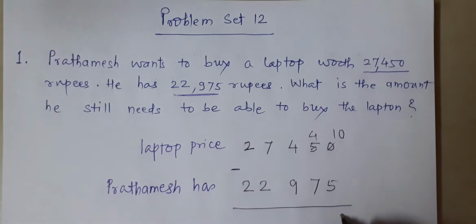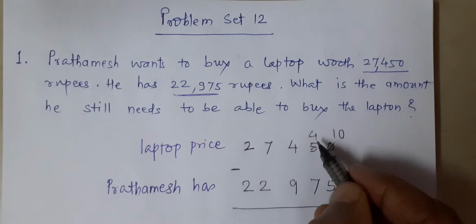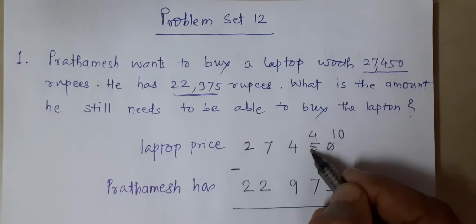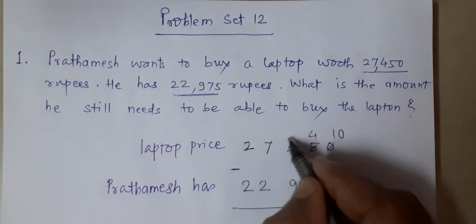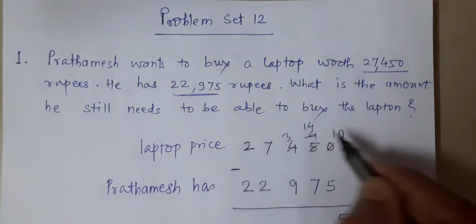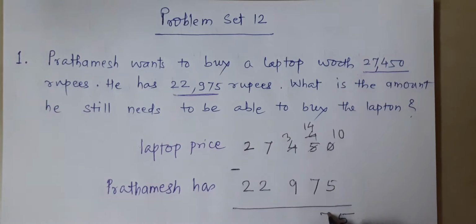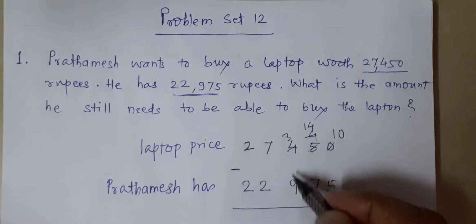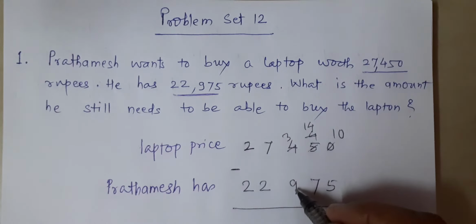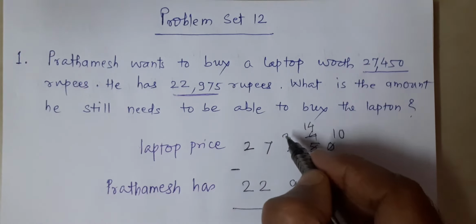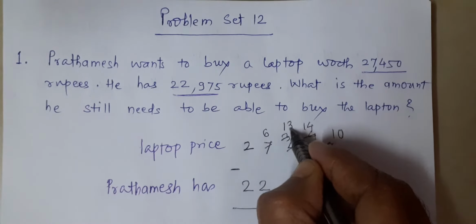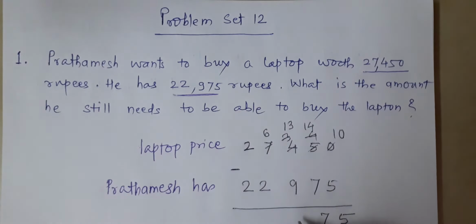So that is 10 minus 5 is 5. Then we cannot subtract 7 from 4, so it will get converted to 14. So 14 minus 7 is 7. Again we have to subtract 9 from 3. It is not possible, so I am taking a borrow. It will convert to 13 minus 9, that comes out to be 4.